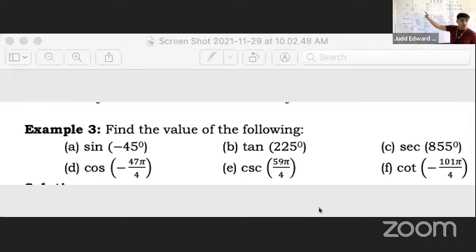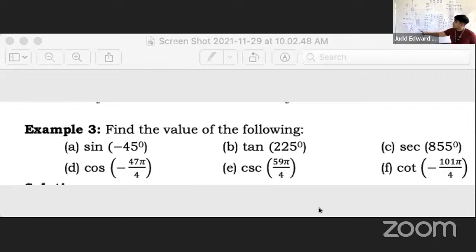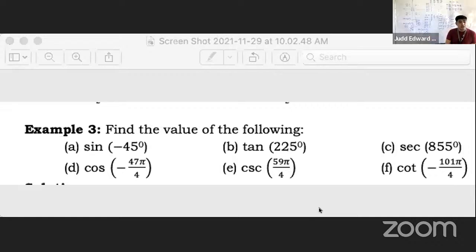Which quadrant nag-fall si 45 degrees na nandito? Quadrant 2. So sa quadrant 2, is secant and cosine positive? Hindi. Dahil ang positive sa quadrant 2, si sine at si cosecant. Therefore, negative agad yung sagot natin sa kanya. And what is secant 45? Hanapin mo, secant 45 is negative square root of 2. Paki-type sa calculator. What is secant 855? Is secant 855 negative square root of 2?